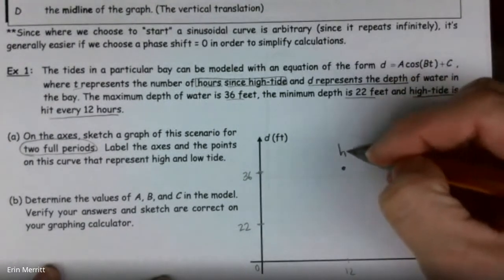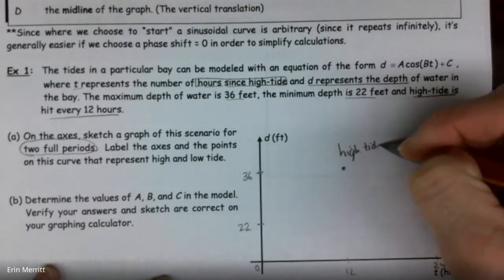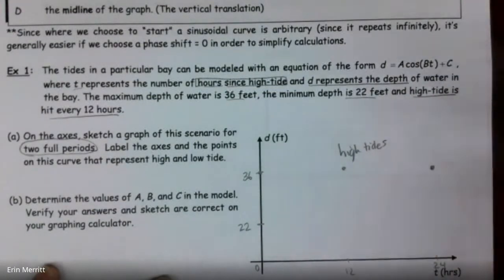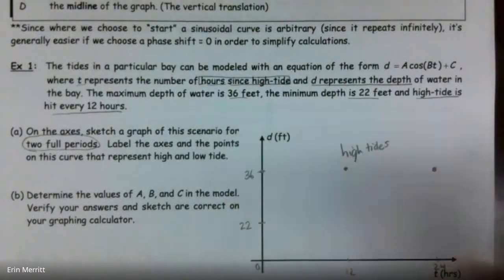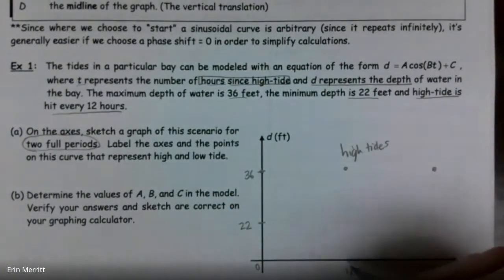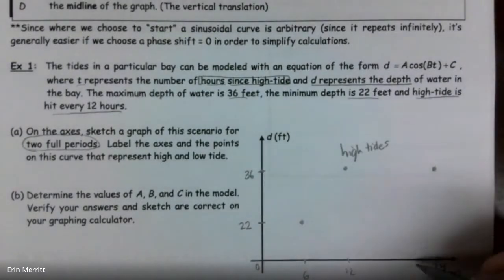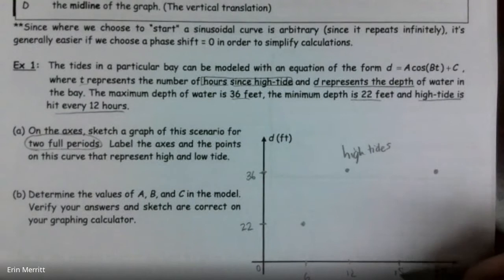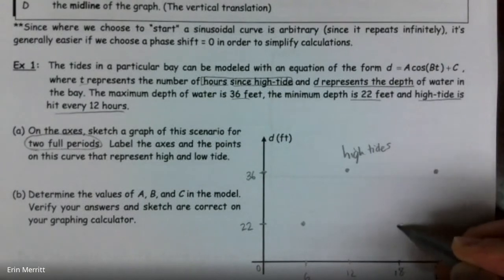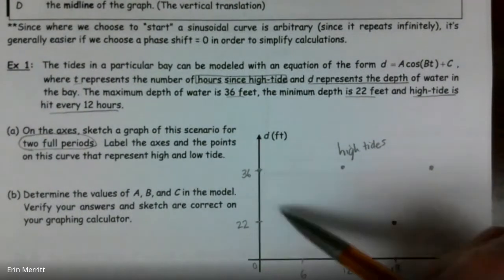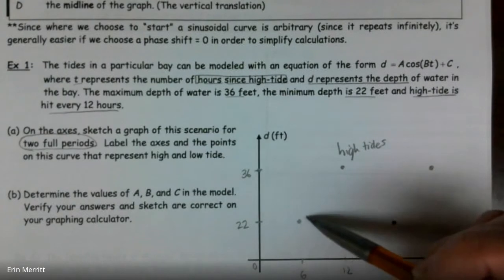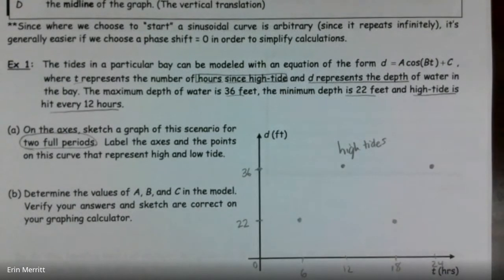All right, so those are high tides, like this and this. All right, that says label the axes and the points in the curve that represent the high and the low tide. So low tide has to be happening at the halfway mark then. So at 6, hitting that low value of 22. At 18, hitting that low value of 22 again. All right. To figure out the rest of the details, you kind of need to know like what's going on in between. So we know it'll scoop down and back up, but I want to be a little more exact.